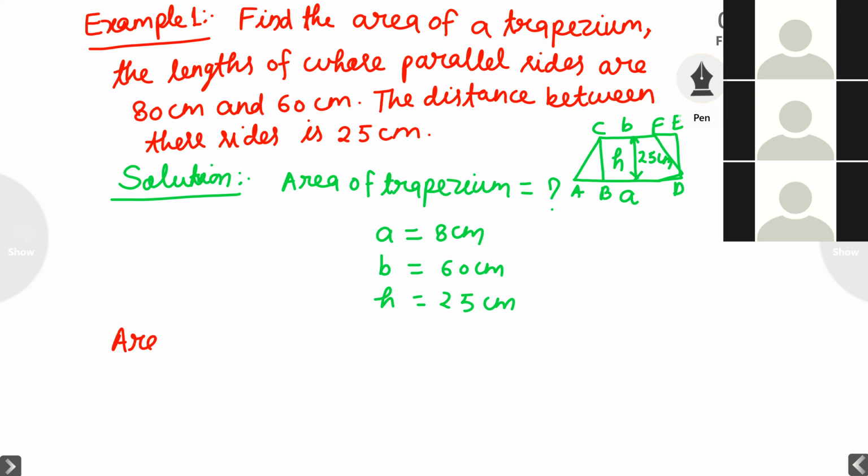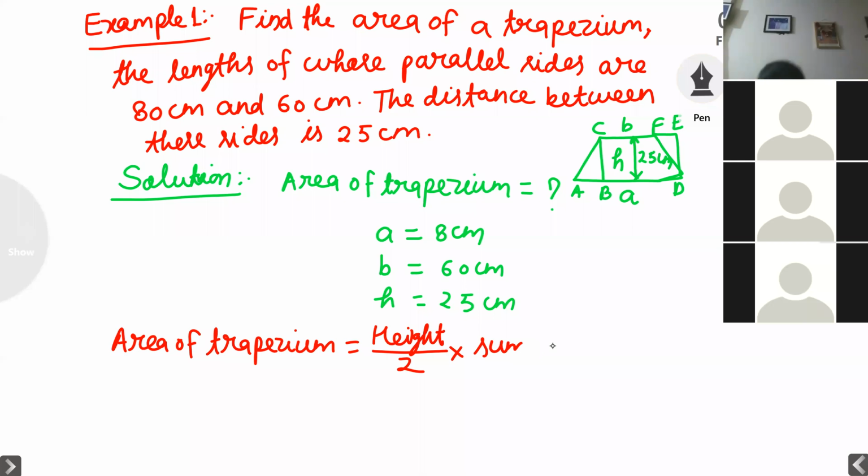Note down, area of trapezium equals height by 2 into sum of parallel sides.